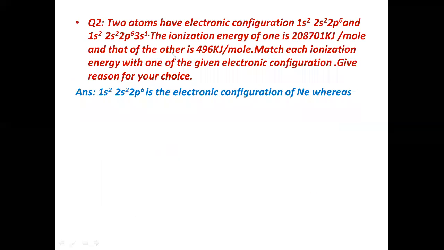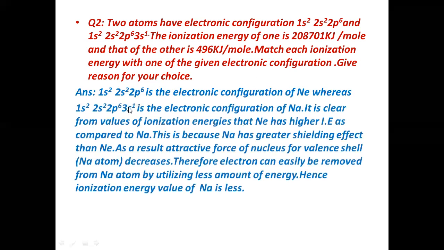Question number 2. Two atoms have electronic configurations. One is 1s2 2s2 2p6, and one is 1s2 2s2 2p6 3s1. The ionization energy of one is 2081 kilojoule per mole, and the second one is 496 kilojoule per mole. Match each ionization energy with one of the given electronic configurations and give the reason for your choice. The configuration is 1s2 2s2 2p6, so 6 plus 2, 8 electrons are present in the outermost shell of this element, and 8 plus 2, 10. 10 is the atomic number of neon. So this is the electronic configuration of neon, which belongs to group number 8A.